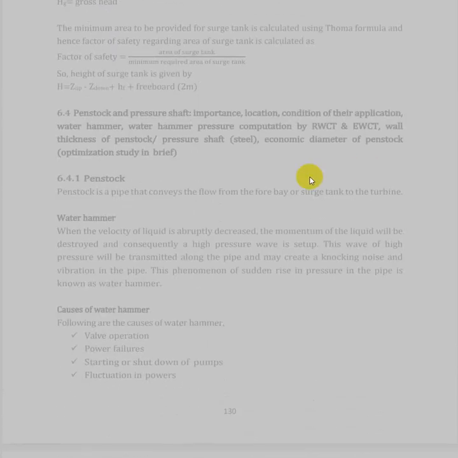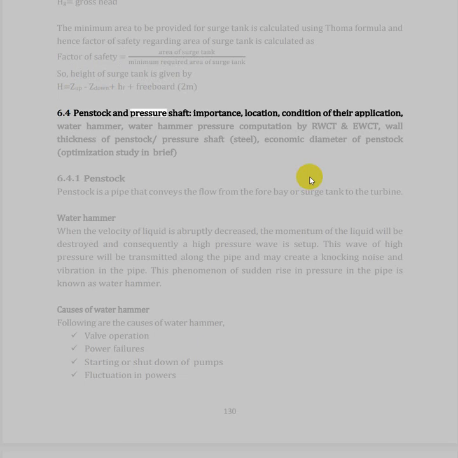HG equals gross head. The minimum area to be provided for the surge tank is calculated using the Thoma formula, and hence the factor of safety regarding the area of the surge tank is calculated. So, the height of the surge tank is given by H = H up-surge + down-surge + HF + freeboard of 2 m.